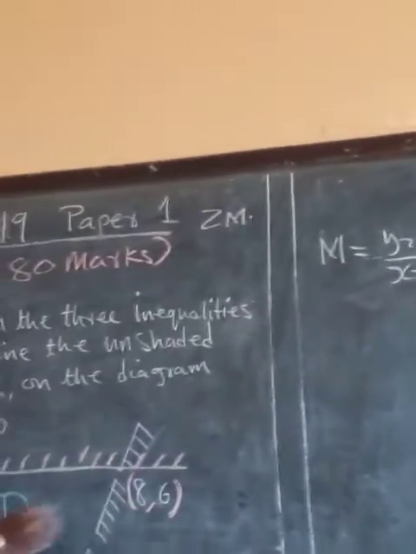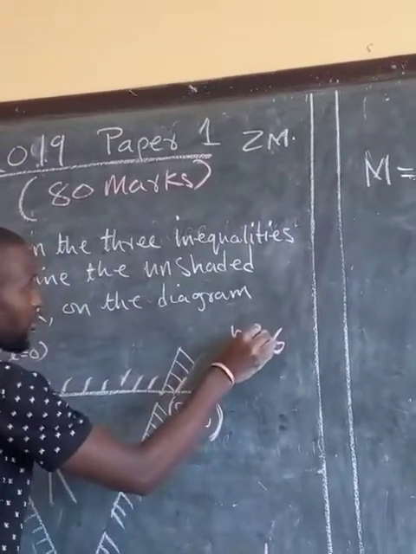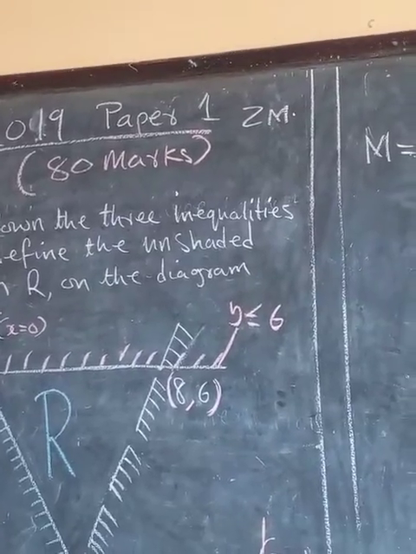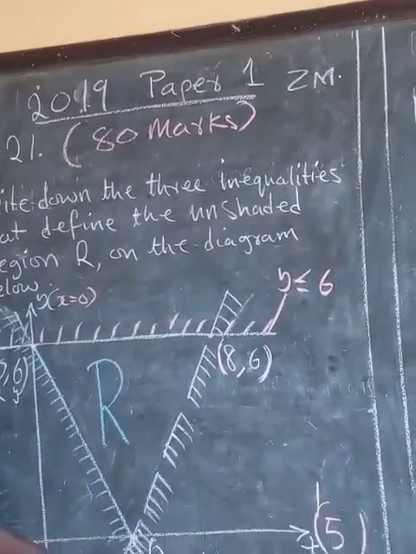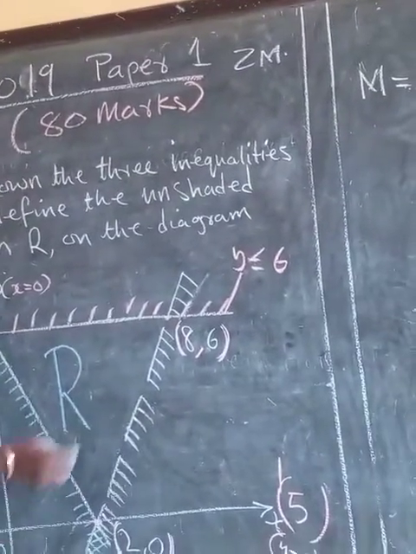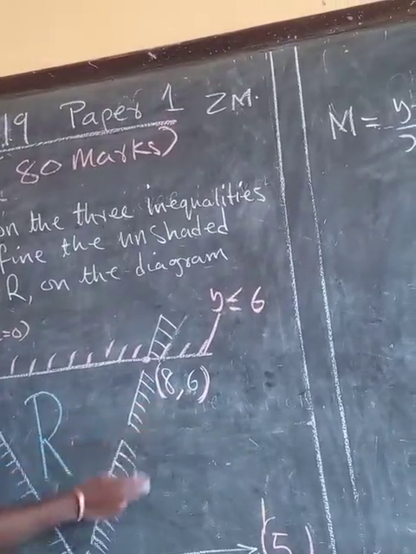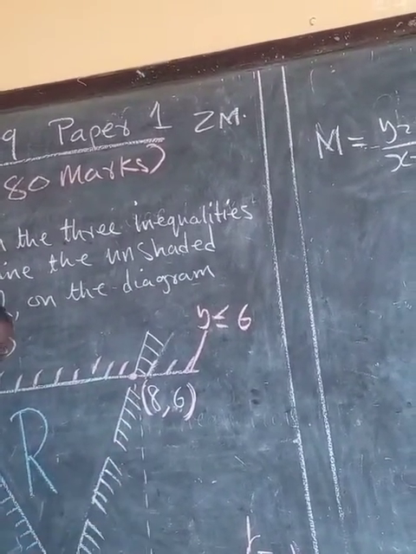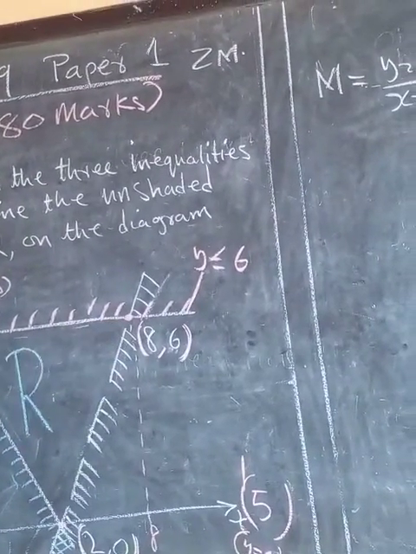Now that we have answered this one to be y is less than or equal to 6, let's come to the next one. Let's pick this line which is here. As you can see, this is a dotted line, and we are told that this line is cutting the y-axis at 6 and the x-axis at 8. So meaning that somewhere down here there is 8, and when you go this side, there is 6.